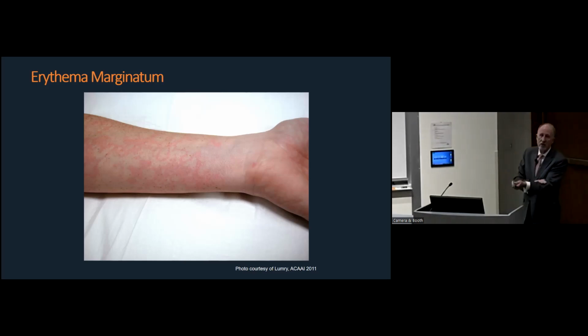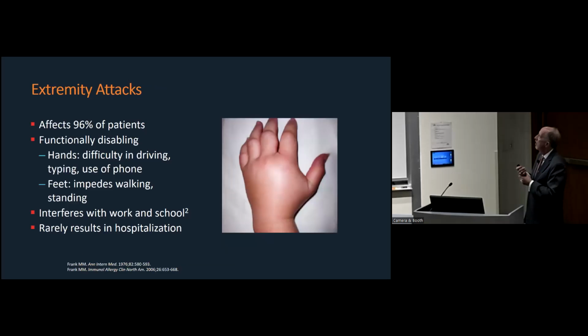It's not raised, it's flat. It doesn't itch, it's effervescent, it just kind of comes and goes. It's a prodrome in about 50% of patients before they have an attack. But again, it doesn't itch. So that's a question that you have to ask if somebody does have an erythema marginatum.